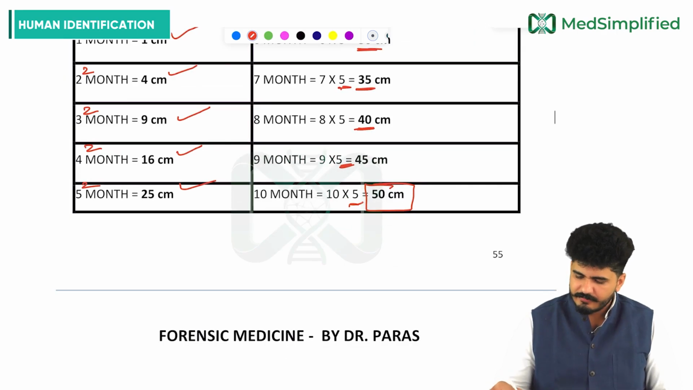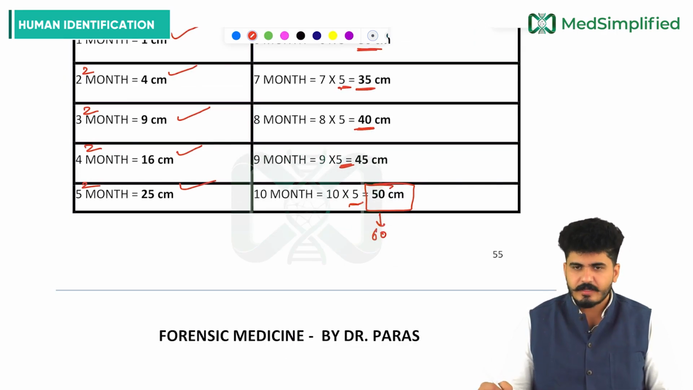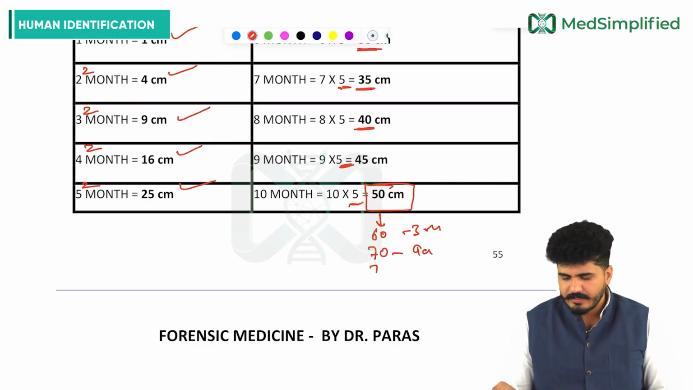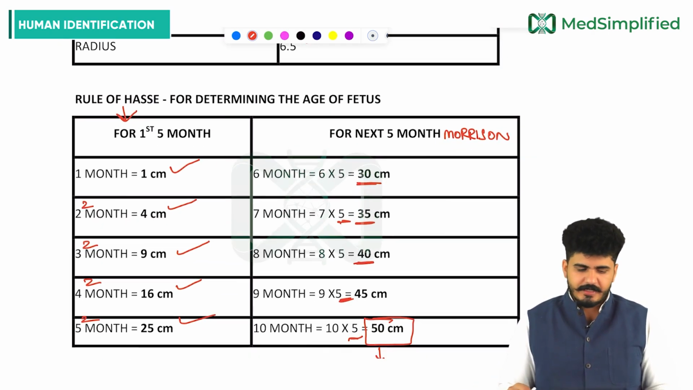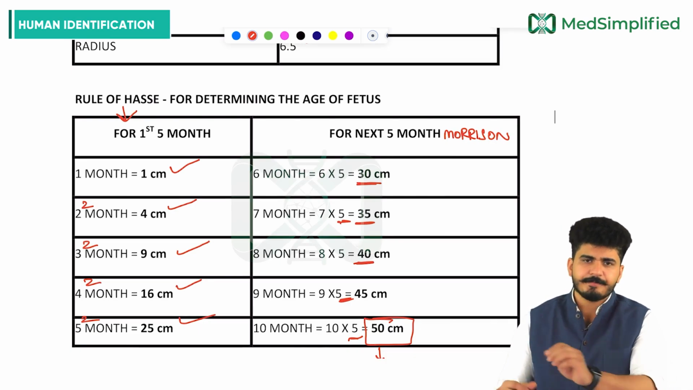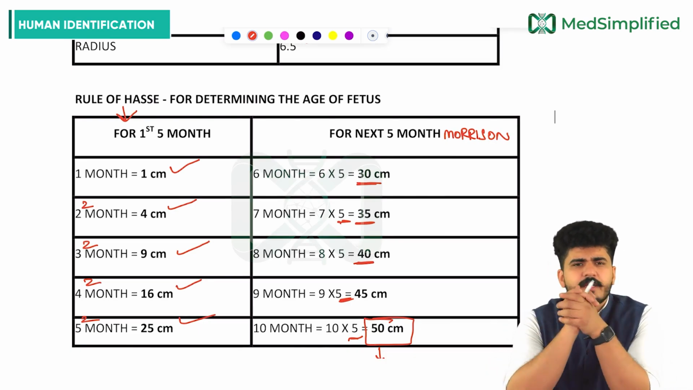Then after birth it will become 60 in the first 3 months. Then it will become 70 at 9 months. Then after 1 year it will become 75 centimeters. This is the Morrison's rule which we study in pediatrics mainly. So 1 month, 1 centimeter, very simple.